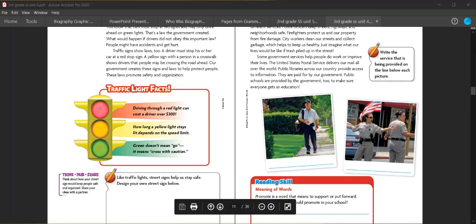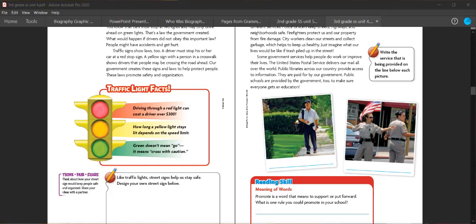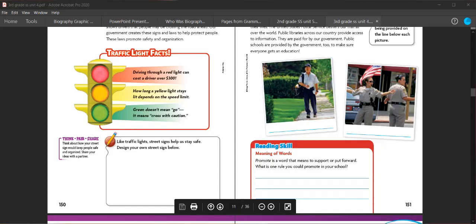Actually, before that, let's think about our quick check question. What is one service our government provides to keep us healthy? So one of the services the government provides is trash collection. Now, when we have people out doing trash collection, they're keeping us safe because they're removing all of those things that could make people sick from the environment.